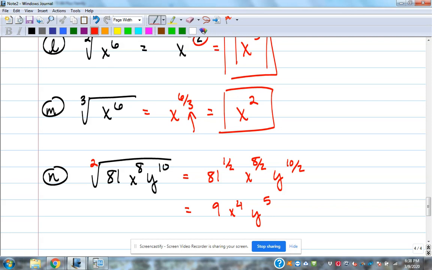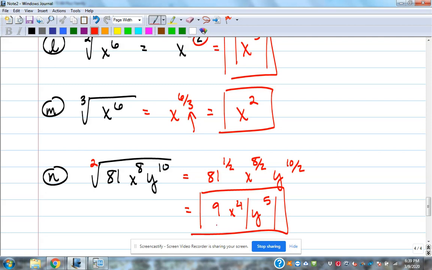But it can't become an even denominator. Can it be a negative? No, that was the part we had a problem with. So this one is the only one that needs absolute values, is the y. The rest of them don't need it. The x doesn't need it because the 4th power will always be positive anyway.